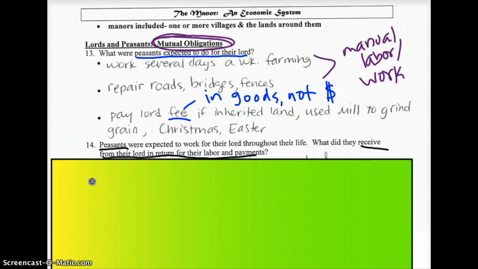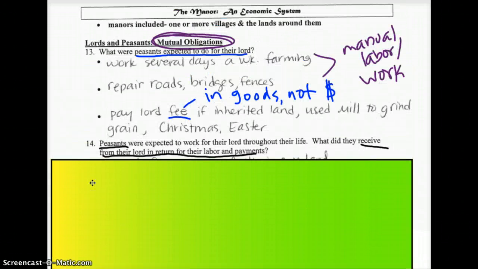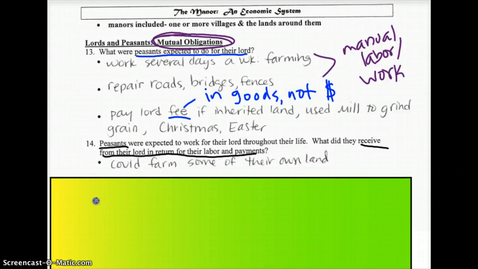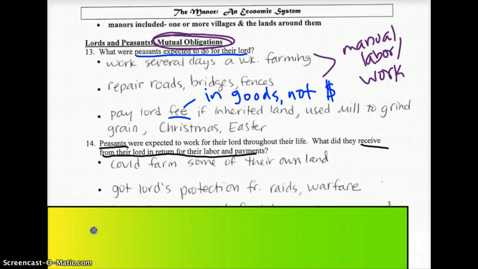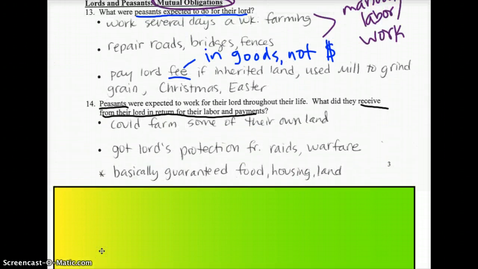Also, what did the lords give them in return for all this work? They got some of their own land to farm and protection from the lord. They're basically guaranteed food, housing, and land. It wasn't great food or housing or land, but they got something. So when you're happy with your information on page 3, move on to the last page, page 4.